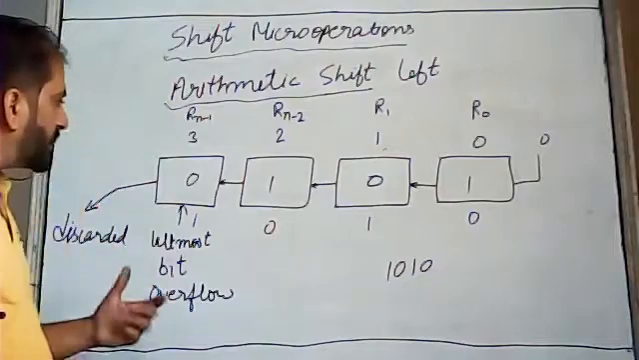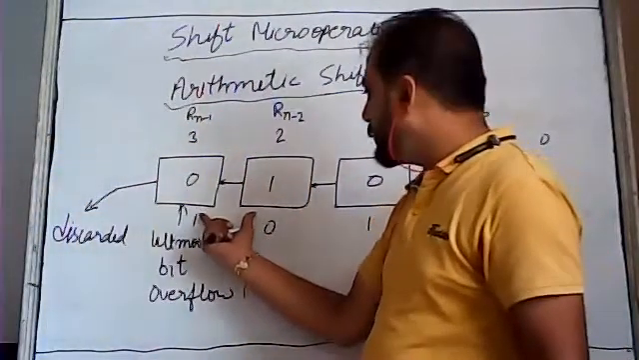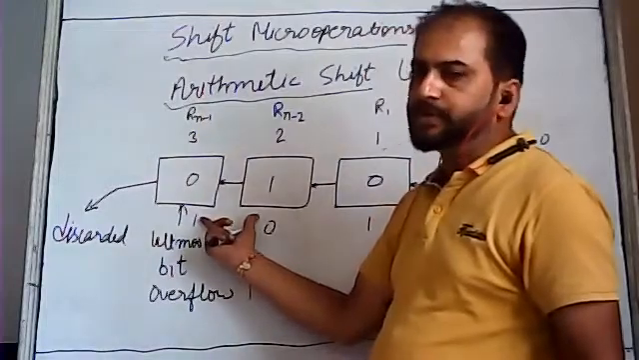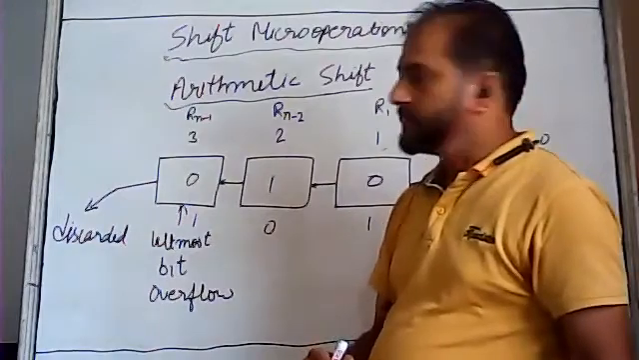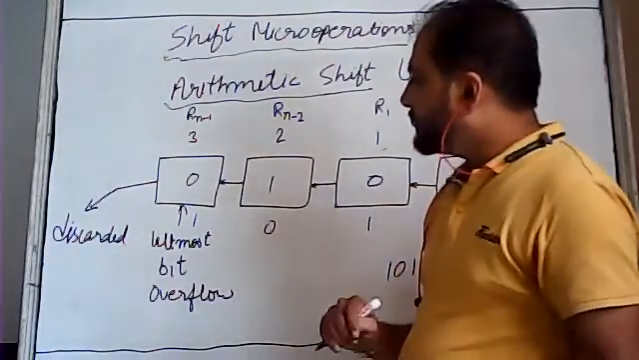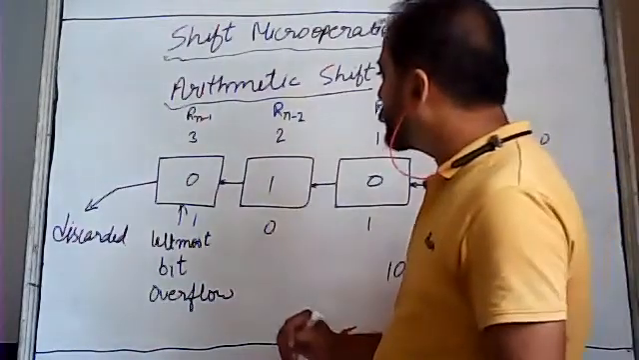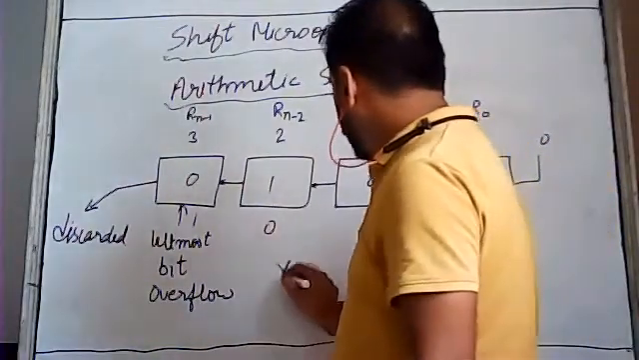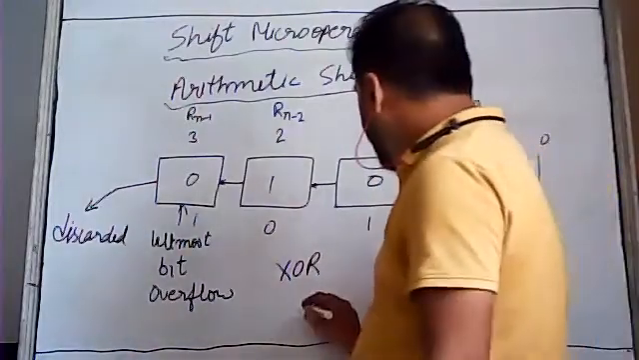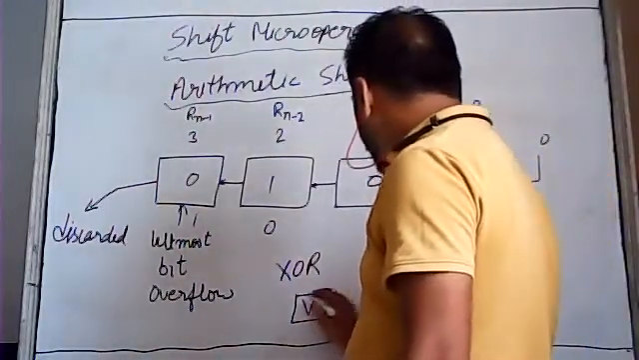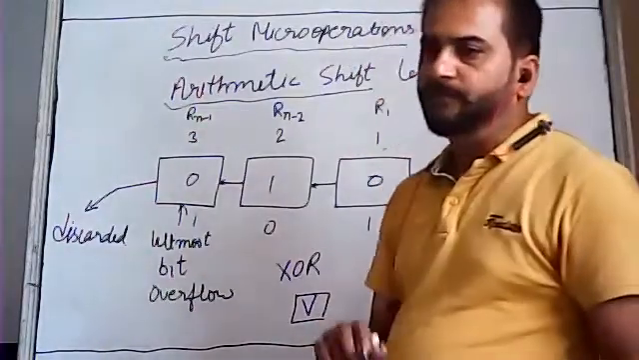What is the overflow condition? When the last two bits are not the same, that is called the overflow condition. Now, to check the overflow condition, we use an XOR gate and a flip flop, which is called the V flip flop.